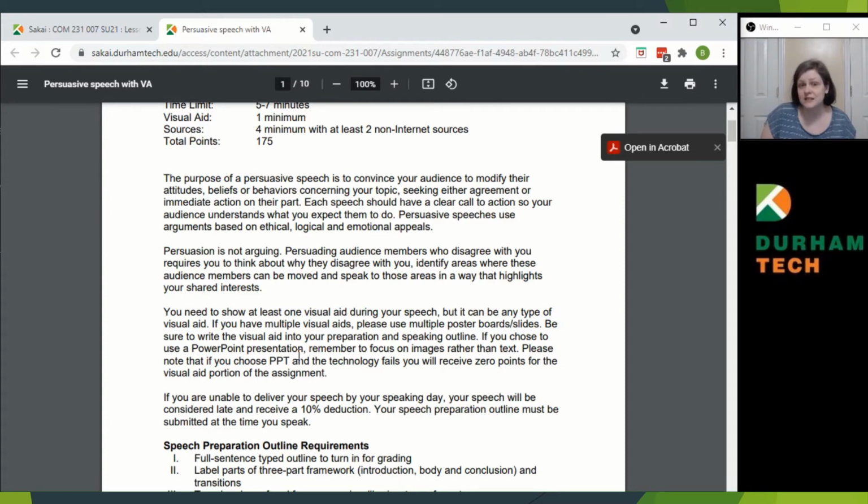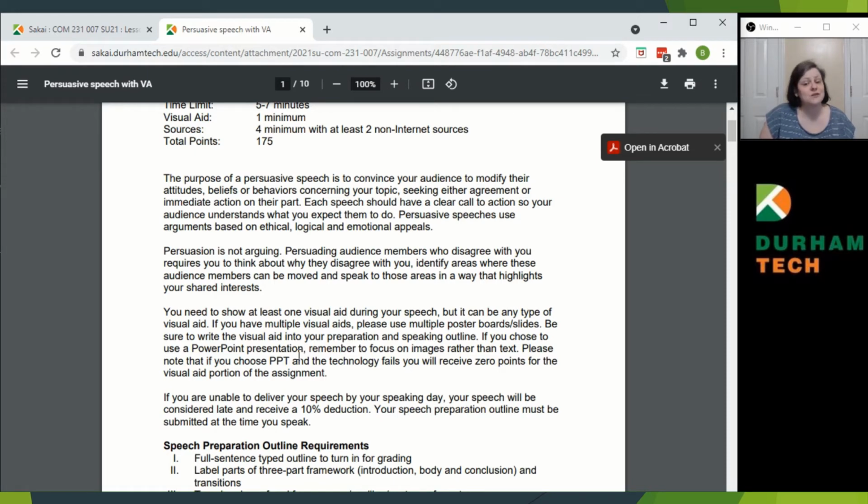You'll need to show at least one visual aid during your speech, and this can be any type of visual aid. Now, if you have multiple ones, make sure that you use either multiple poster boards or multiple slides rather than shoving them all on the same one. Now, you want to be sure that you write the visual aid into your preparation outline. If you choose to use PowerPoint, remember to focus on images rather than text.